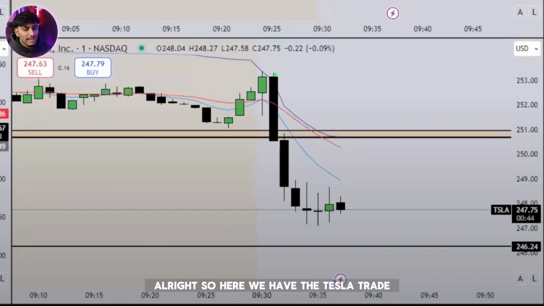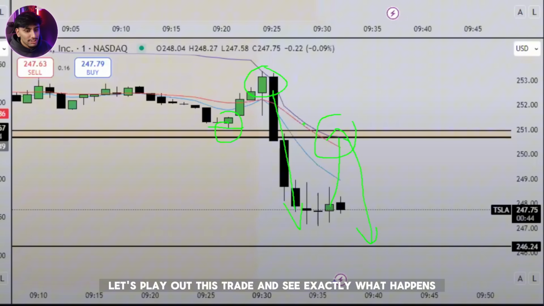All right, so here we have the Tesla trade. As you can see, we already opened up and dropped below the previous day low. So we are below the previous day low and we are below pre-market low here as well. And though I was waiting for a retest of the previous day low for continuation to the downside, we know that we never get that retest level. How was I still able to get a sniper entry and make $22,000 on this trade, even though I didn't get this retest? Well, let's play out this trade and see exactly what happens.